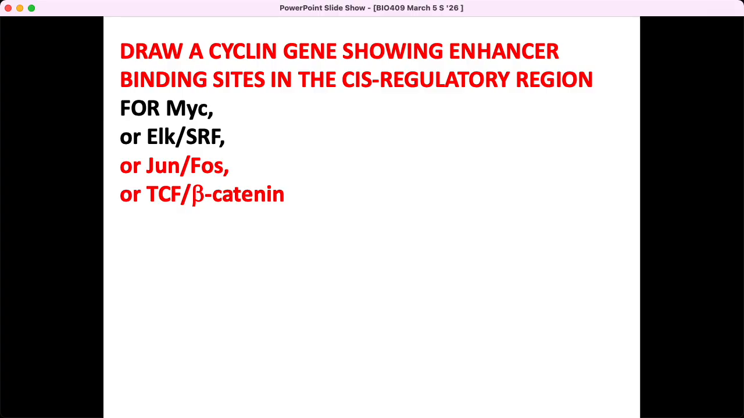All right? So we could draw a cyclin gene showing enhancer binding sites in the cis regulatory region for MYC, ELK, SRF, June Phos, TCF, beta-catenin. It would just be a drawing. You're just guaranteed to have to draw that on the second exam or the final and label it with all the parts. Our complicated regulatory region.